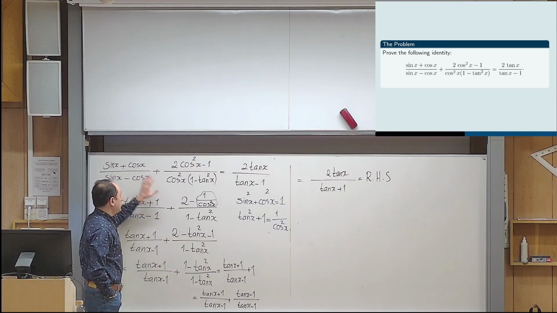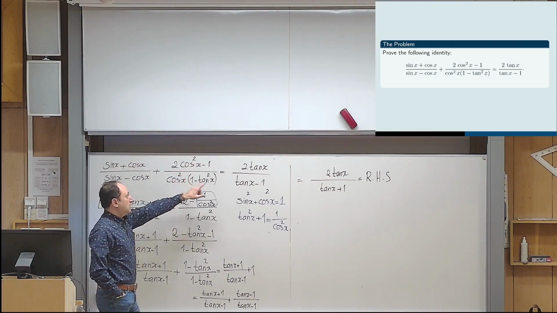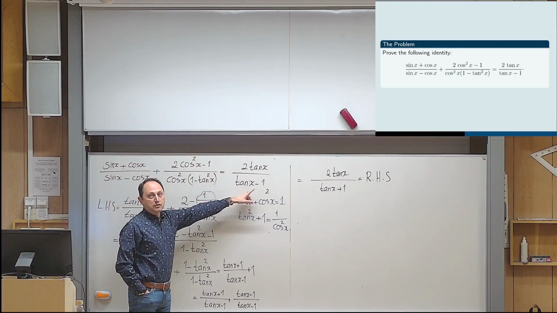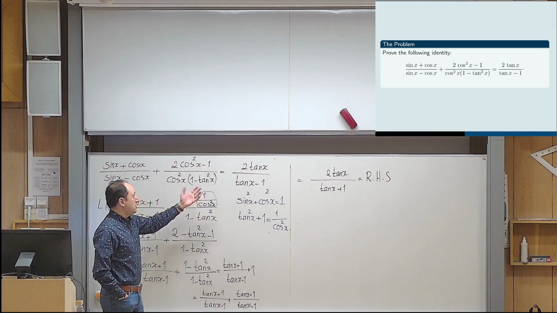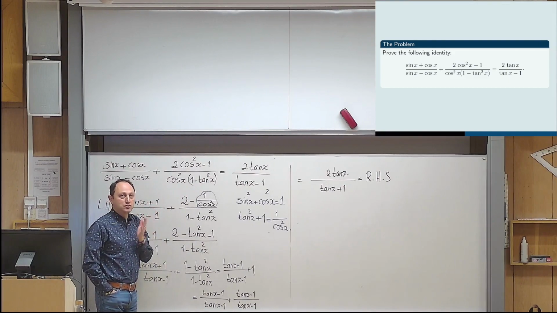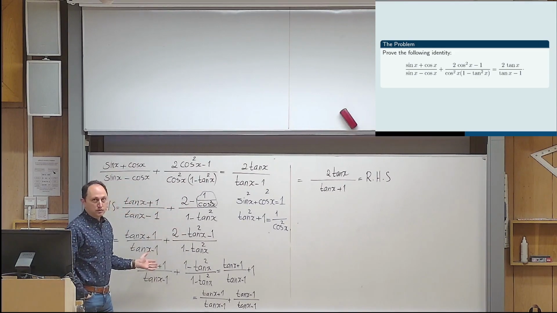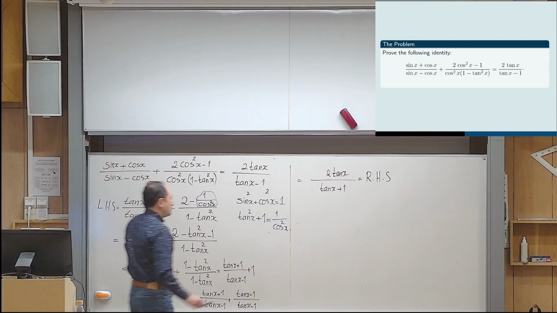So what I did, I saw that, okay, this is a mixture of sine, cosine, and tangent. On the right-hand side, I have only tangent. So it motivated me to see if it is possible for me to write everything on the left-hand side in terms of tangent x only. I was able to do it, and then I was able to solve the problem. But if you don't want to do it, maybe you start doing this.